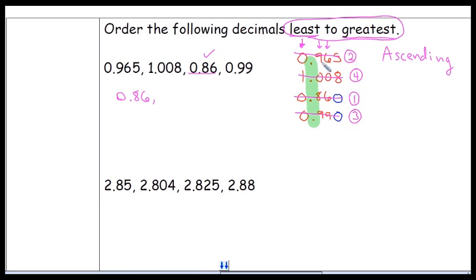Then the second one was 0.965. That's this one right here. So that's 965 thousandths. And then the third one is 0.990. So that's this one right here. So that's 99 hundredths. And finally, the fourth is this one right here, which is 1 and 8 thousandths.